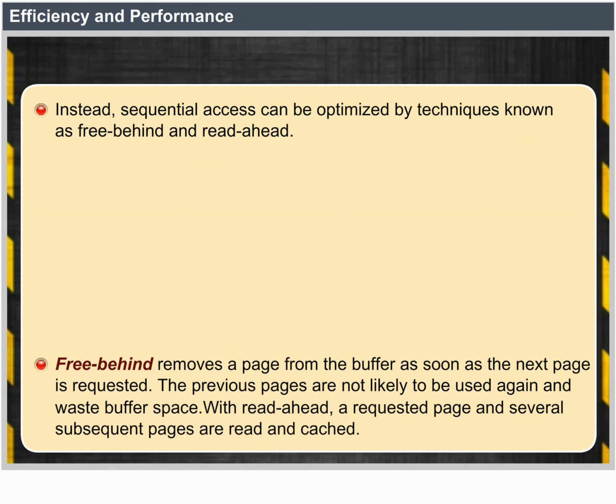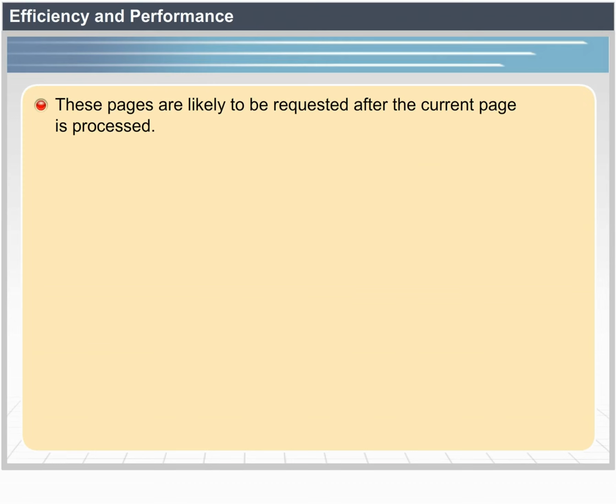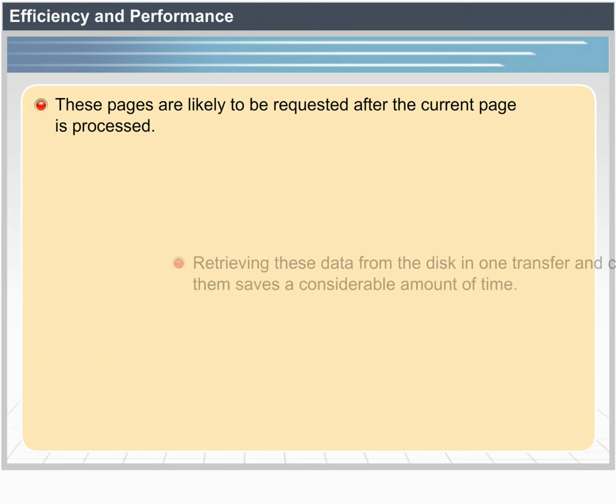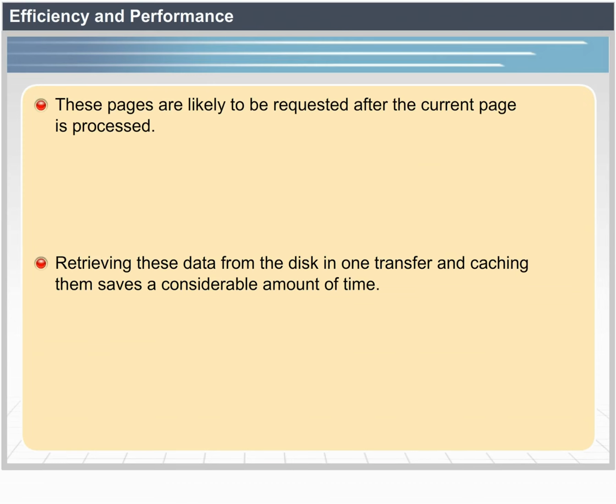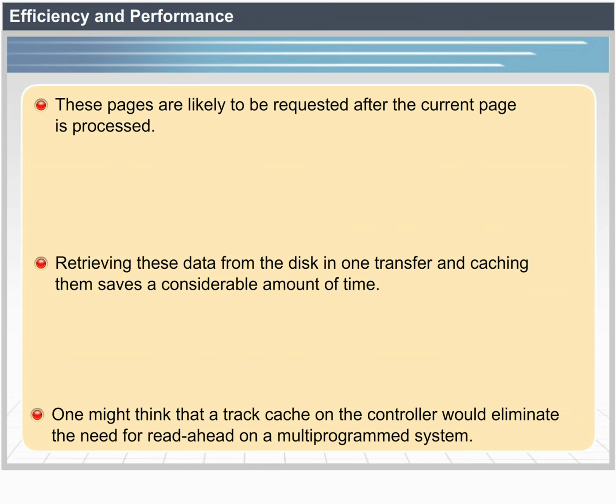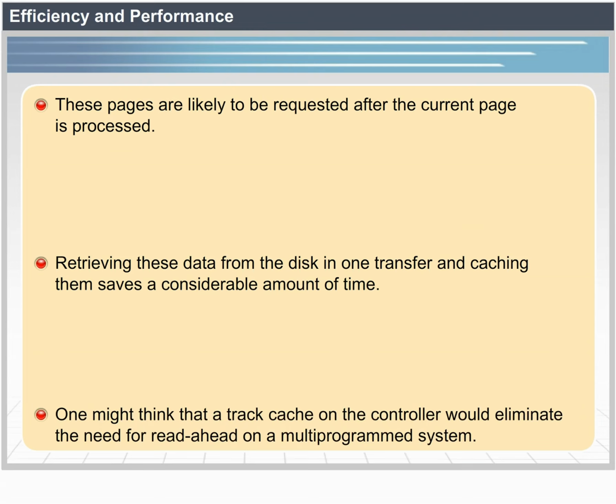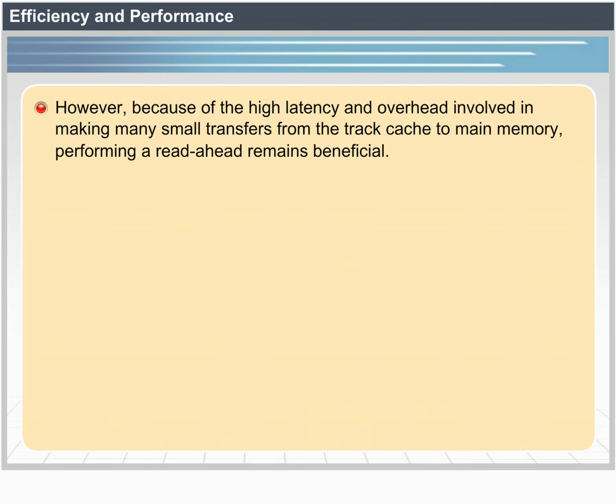With read ahead, a requested page and several subsequent pages are read and cached. These pages are likely to be requested after the current page is processed. Retrieving these data from the disk in one transfer and caching them saves a considerable amount of time. One might think that a track cache on the controller would eliminate the need for read-ahead on a multi-program system. However, because of the high latency and overhead involved in making many small transfers from the track cache to main memory, performing a read-ahead remains beneficial.